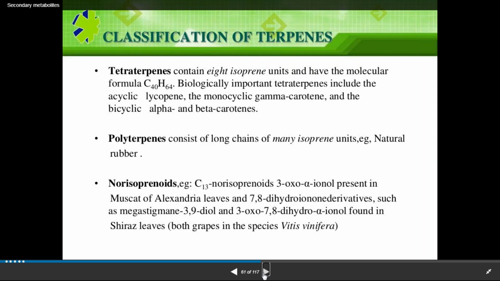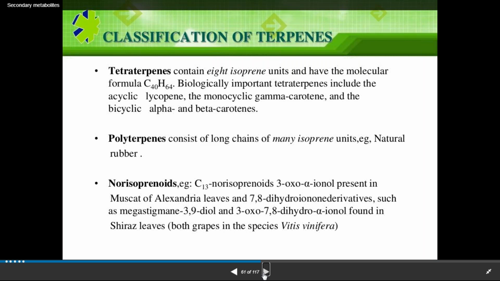Okay, next one is tetraterpenes, which has 8 isoprene units. So molecular formula C40H64. Biologically important tetraterpenes will include acyclic lycopene. Lycopene is present in, last class I told you this. Where is lycopene present and where is carotene present? Carotene is present in carrots. Very good. Alpha carotene, beta carotene is present in carrot. What about lycopene? Anybody? In tomato. Good, Aishwarya. It is present in tomato.